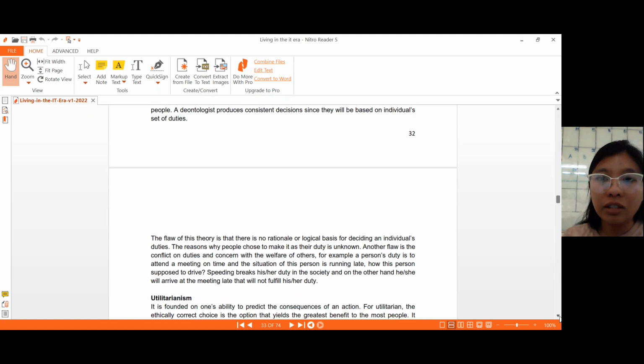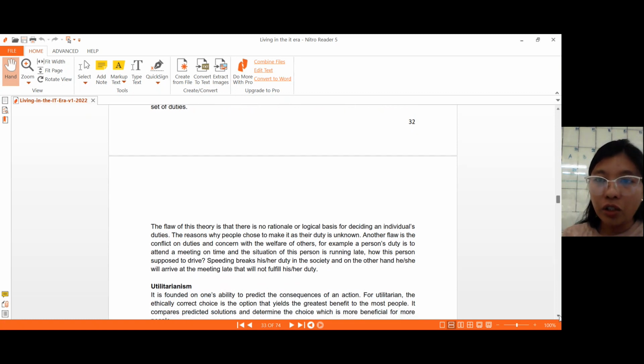Ang conflict nga lang niya dito, sabi niya, paano raw kapag ayun nga, nagmamadali na siya para makaresponde siya dun sa duty niya, tapos may na-break naman siyang isang duty pa. So actually, it's a little easier to answer na hindi niya kailangan magmadali, like speeding, yung hindi niya kailangan mag-commit ng speeding kung sana ay nagising siya ng maaga.